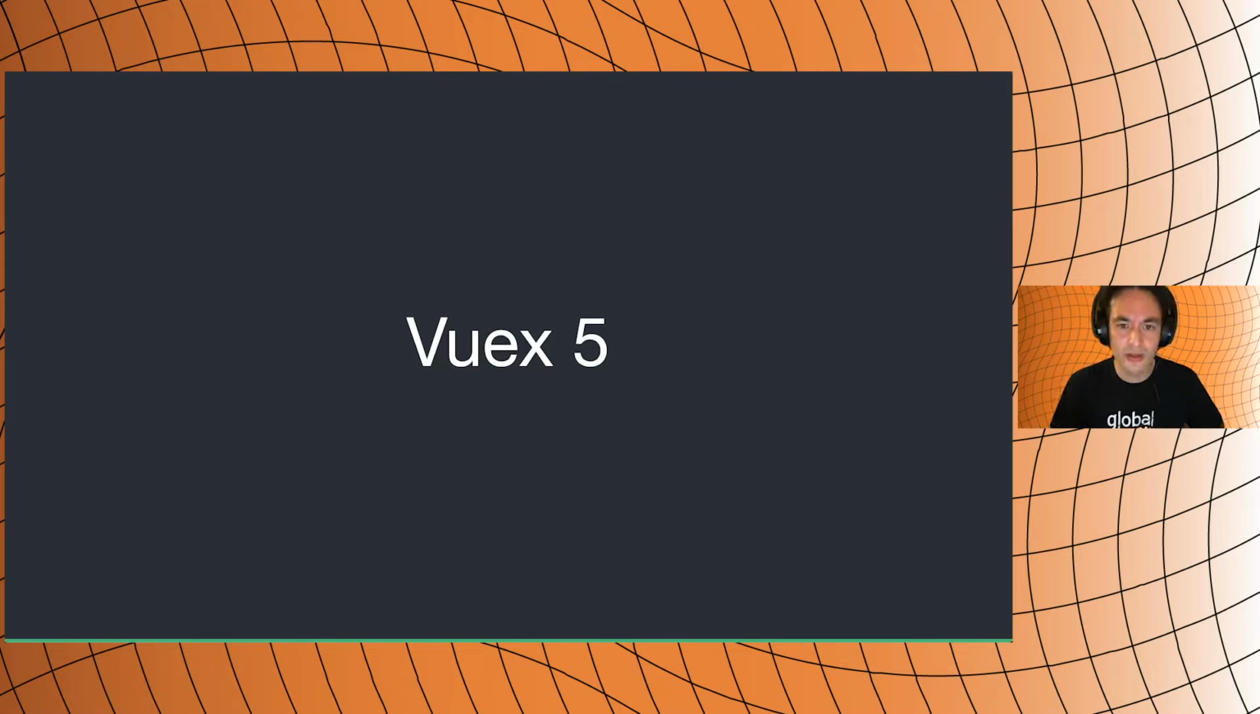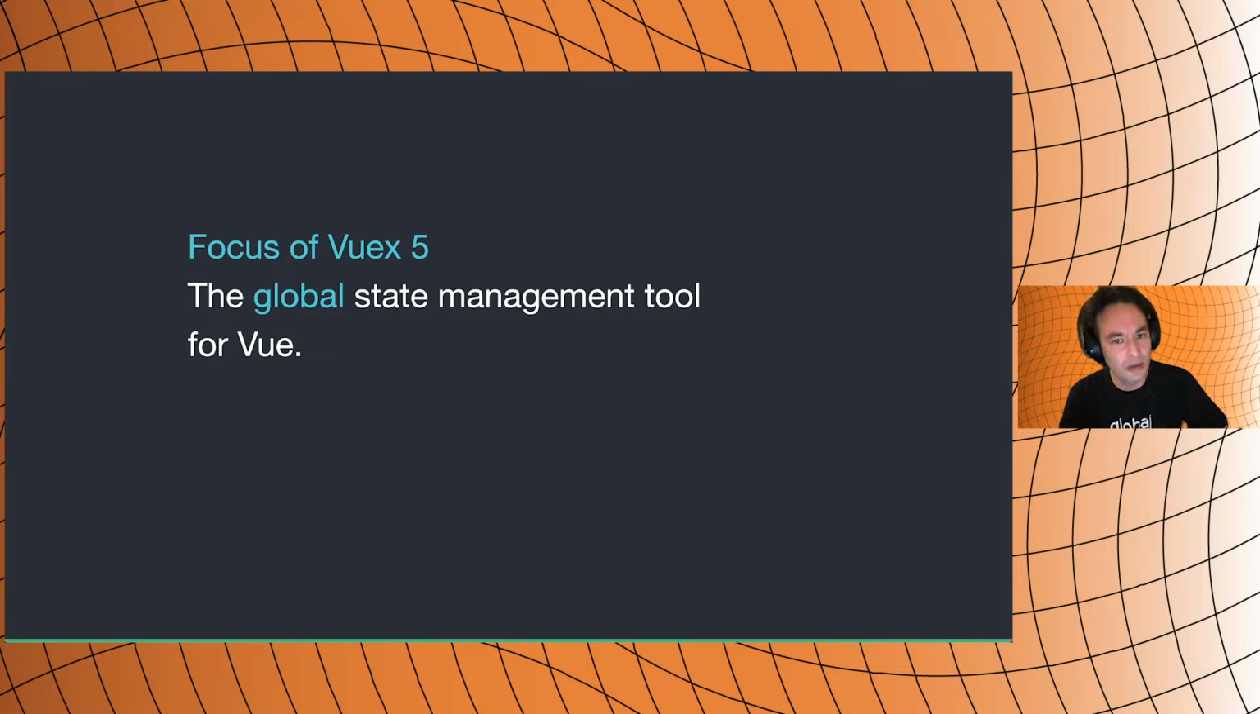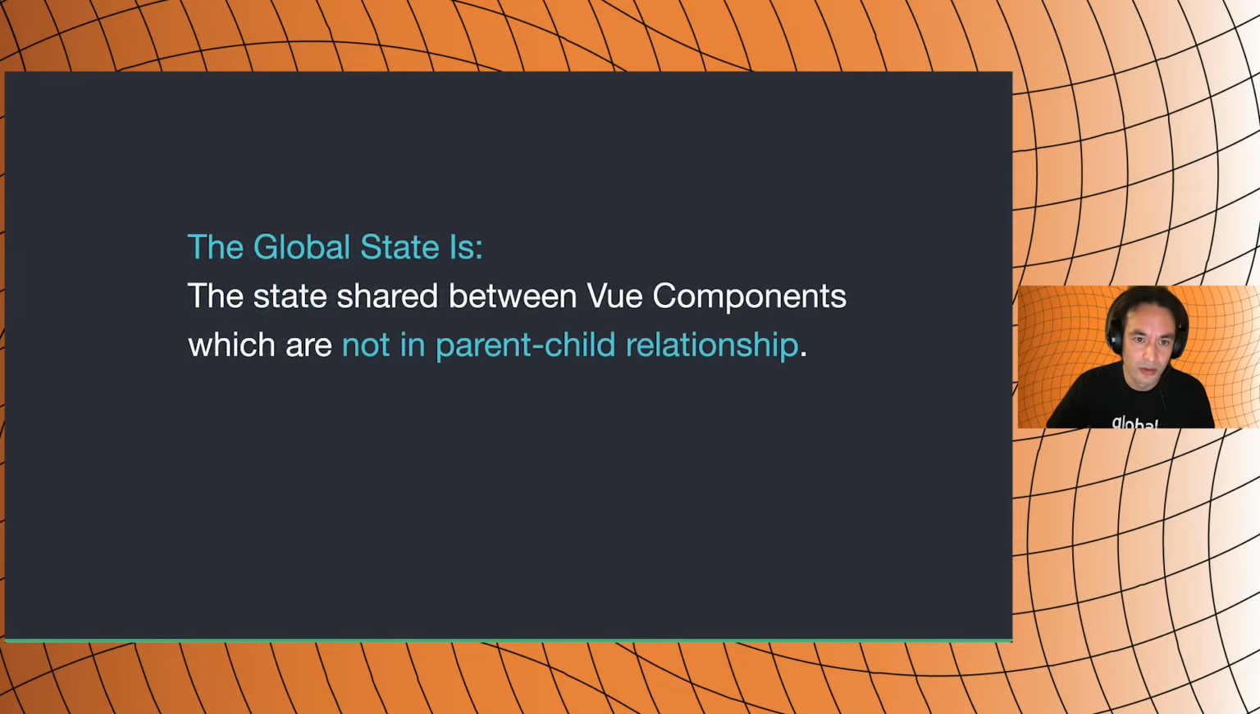So before going into the new features of Vuex, let me talk a little bit about Vuex 5 concepts. The focus of Vuex 5 is to create an official global state management tool for Vue. The keyword here is the word global. The global state is a state shared between Vue components which are not in a parent-child relationship. If the components have a parent-child relationship, which means if a component is nested under some component, you can always use props to pass data. But sharing state between sibling components could be challenging.